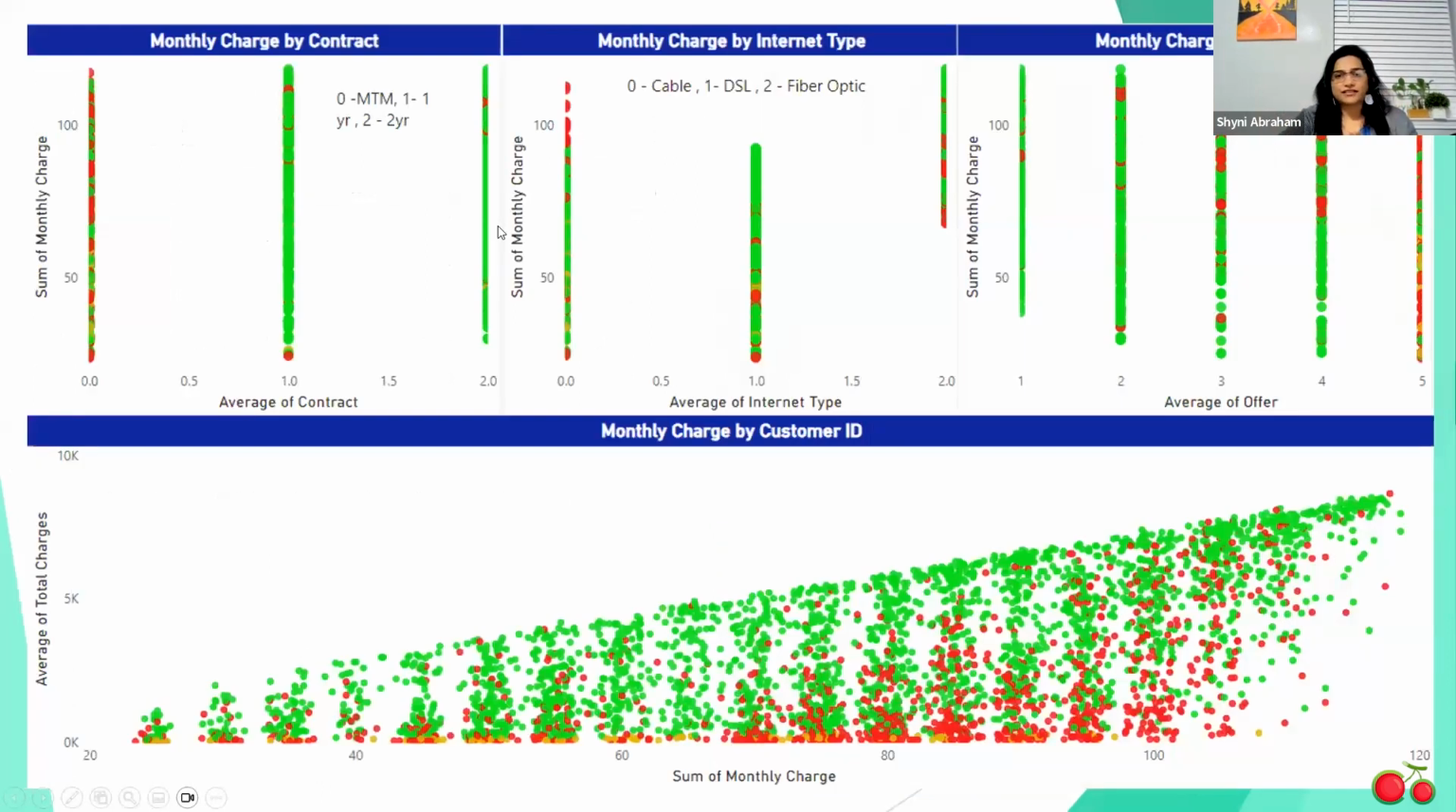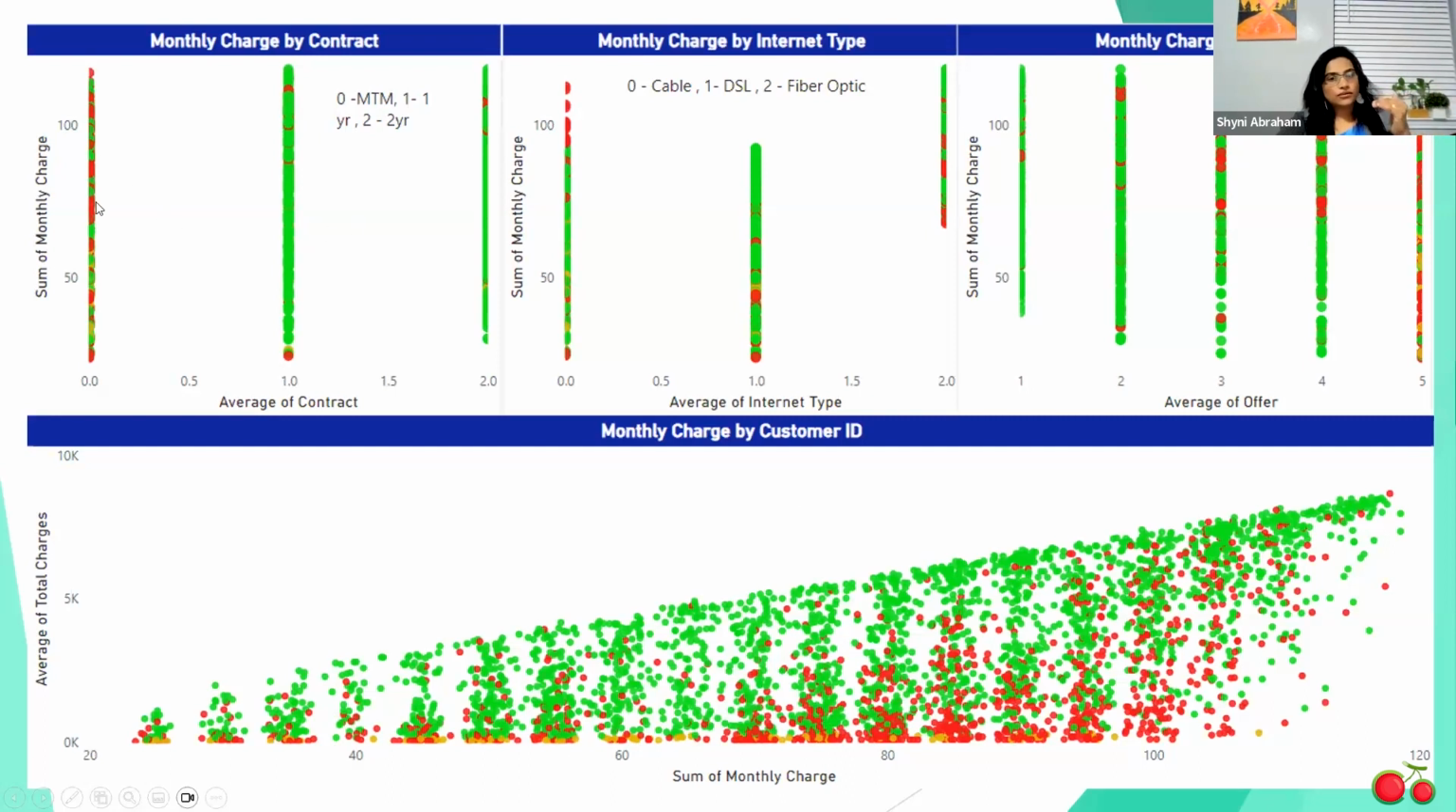Here is the prediction which we created. We have created a scatterplot chart to show our prediction. Now, each dot represents an individual customer. Each green dot is a customer who stayed with the company. The yellow dot, which is down there, if you can see, is the newly joined customer. And the red dots represent the customers who have churned.